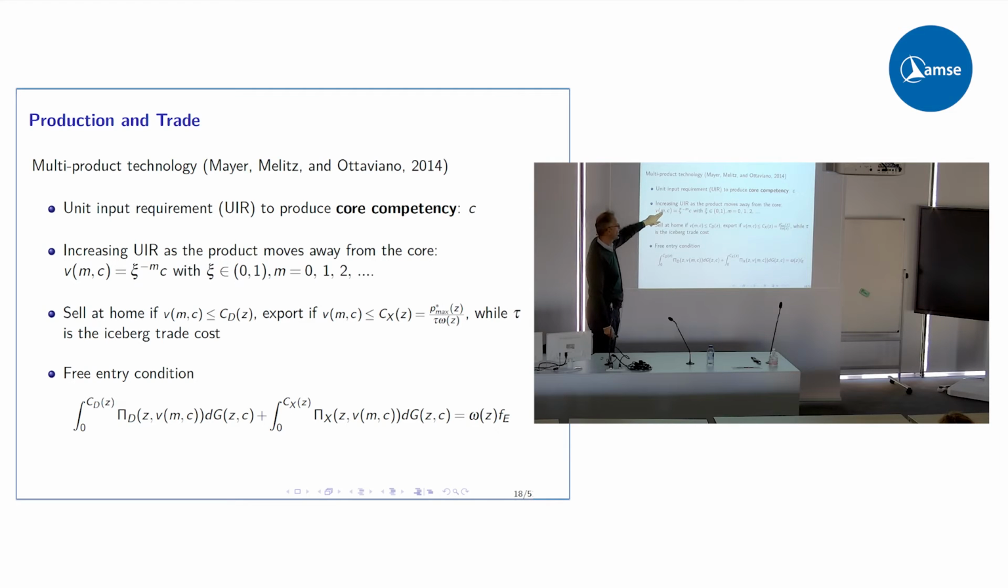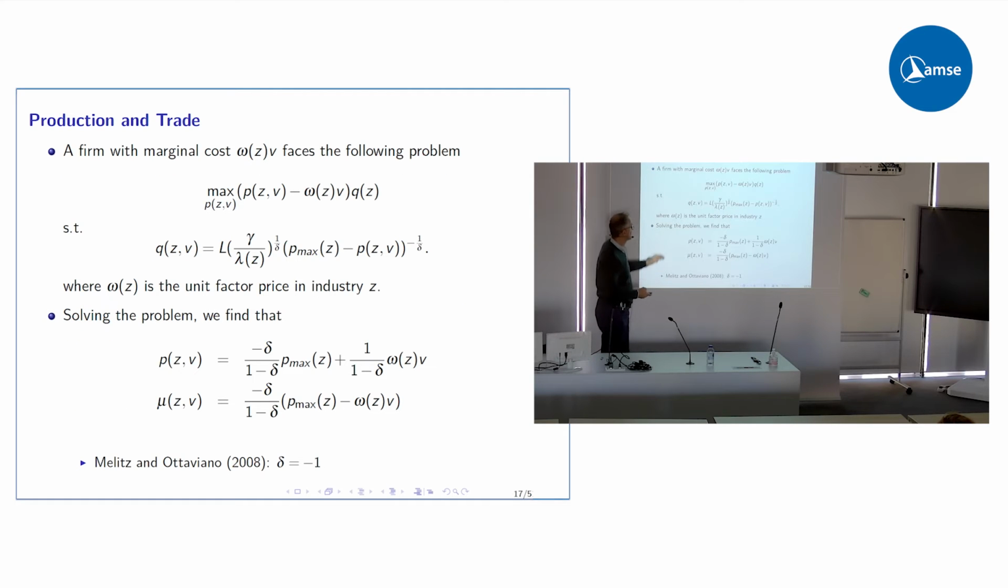So the marginal cost of production for this product is going to be the unit input requirement for the core product amplified by a term that is increasing in m. So this parameter is between 0 and 1, and therefore the power of minus something positive is going to be larger than 1. So you can move away from your core product, but you are becoming less and less efficient.